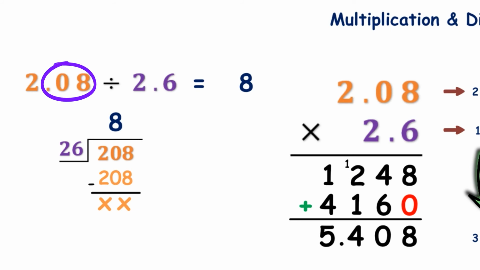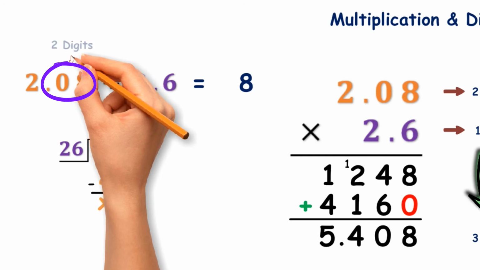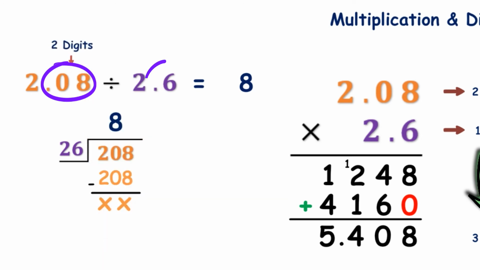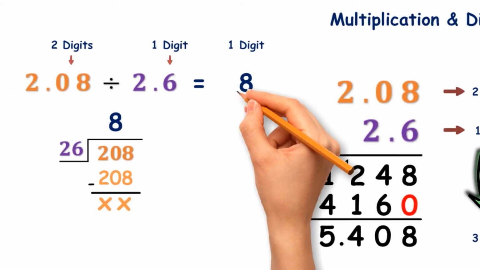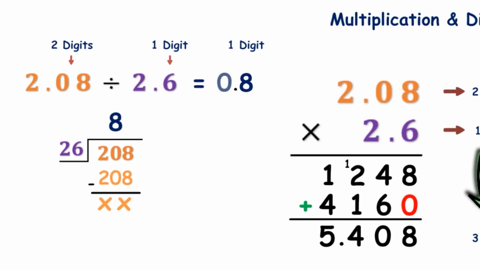Now where should I place a decimal point? In the first decimal there are 2 digits after a decimal point, and in the second one there is only 1 digit. In multiplication we add digits after a decimal point, but here we will subtract. So your answer should have 1 digit after a decimal point. And there is only 1 digit, so I will place it here. Our final answer is 0.8. You have to be careful with divisions.